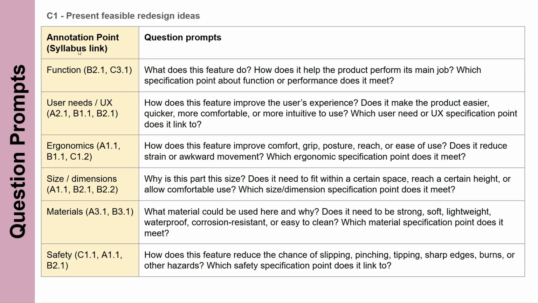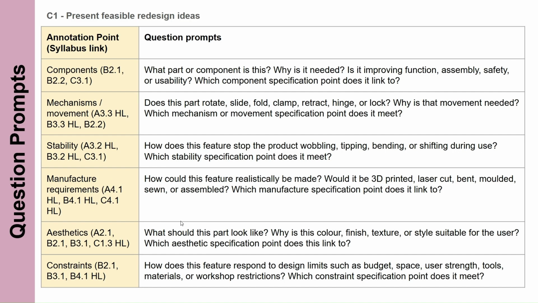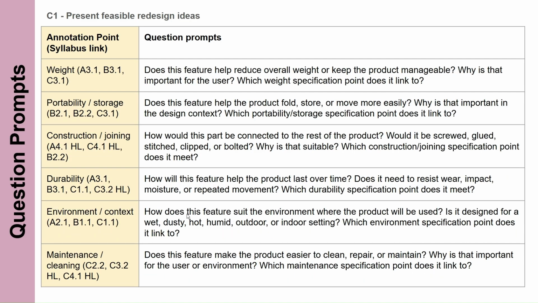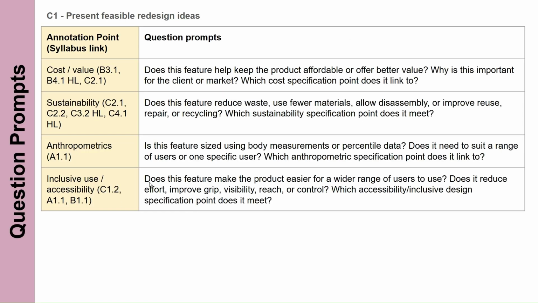I've put the syllabus link here in brackets because I feel it's important that subconsciously you mightn't realize it, but you're actually covering a lot of the syllabus just by doing your IA. And all these are question prompts. Obviously, if they're not applicable, you don't include them, but these are all different items that you can include in your annotations. And I would strongly recommend having a look at these for your IA.